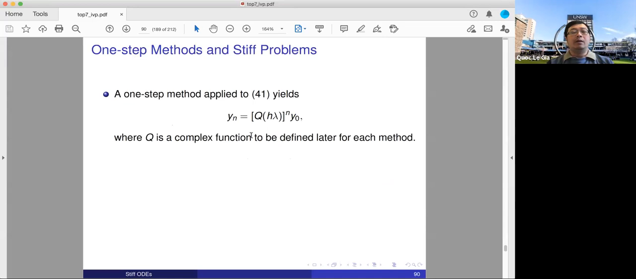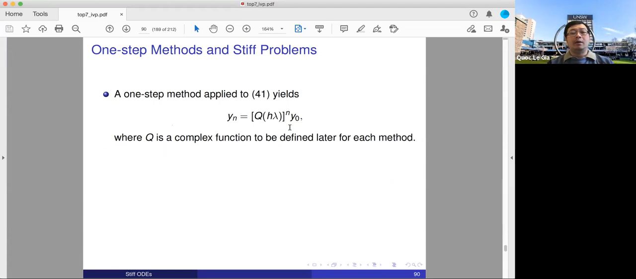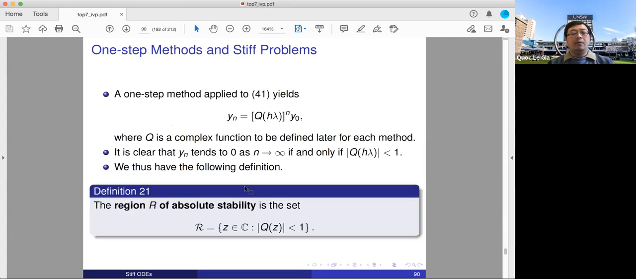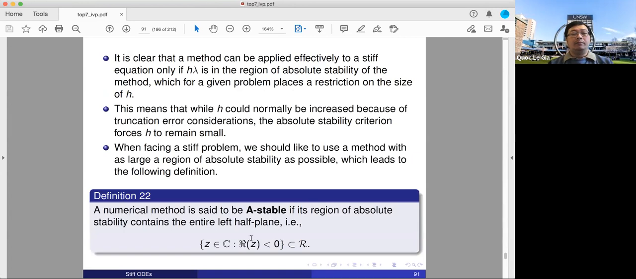So we considered the Euler method and implicit Euler method, and you can write yn as a polynomial q to the power n of y0. So we want the absolute value of q(h lambda) to be less than 1. Remember lambda is the right hand side here. It's just some number that can have a negative real part that is very large. Then we define the region of absolute stability on the complex plane, so that the modulus of q(z) is less than 1.